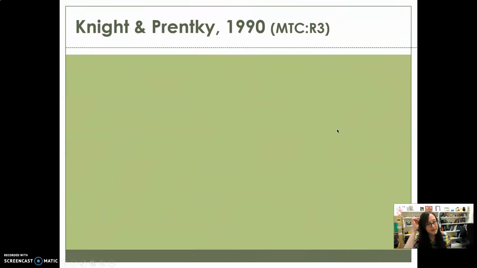Knight and Prentky came up with their typology that includes a broader spectrum of rapists. This is known as the MTC:R3, which just comes from the data set that they used, which was the Massachusetts Treatment Center Rapist Typology. And it's version 3, which is why it's R3. It was an amazing sample that they used. The rapists from the MTC sample, there's 254 of them. So that's a pretty big sample to come up with a typology like this.